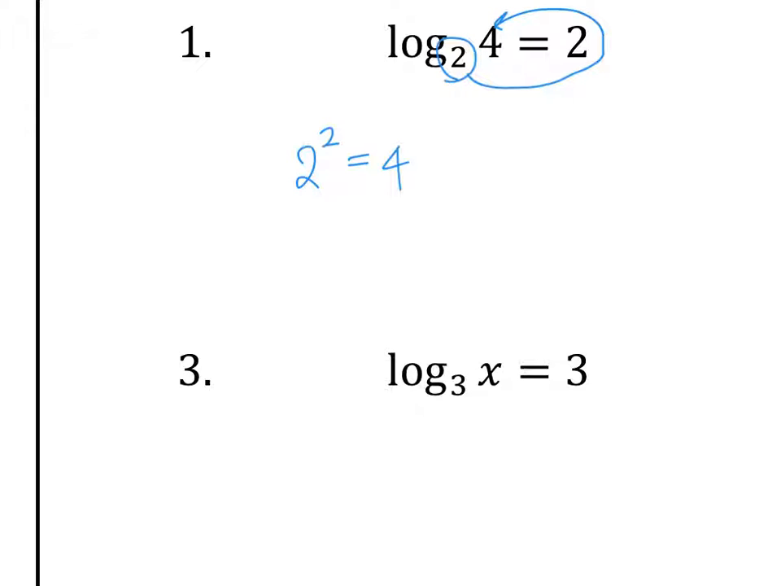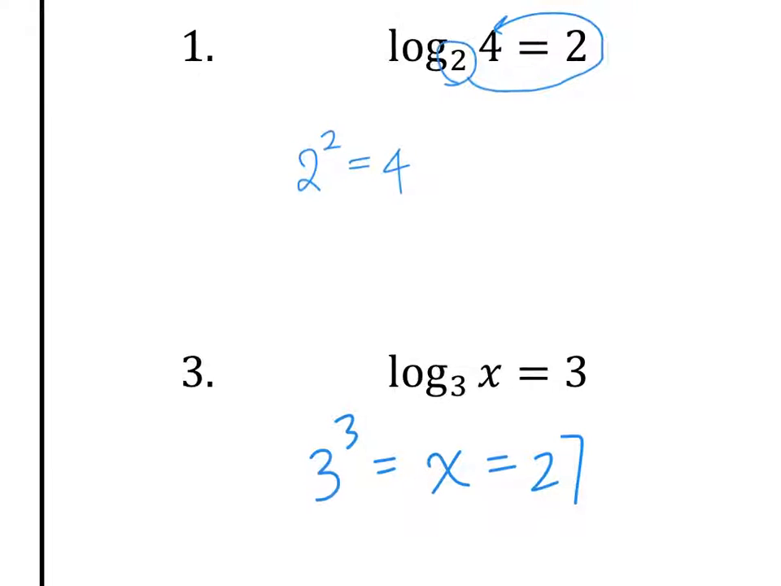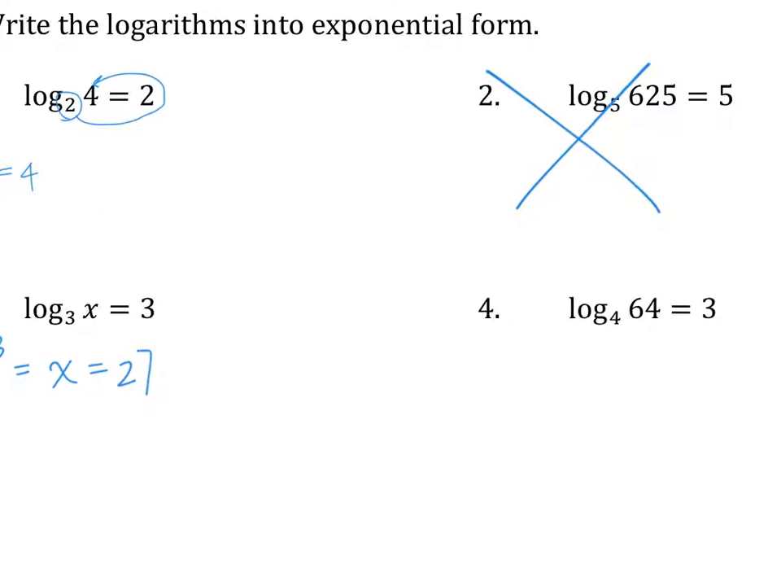Try number 3. Trey, do you have the answer? I think so. What is it? 3 cubed equals x. Good. 3 cubed equals x. So what is x? Only 7. Good. So what we're going to do later on is figure out x by solving these. All right, last one.